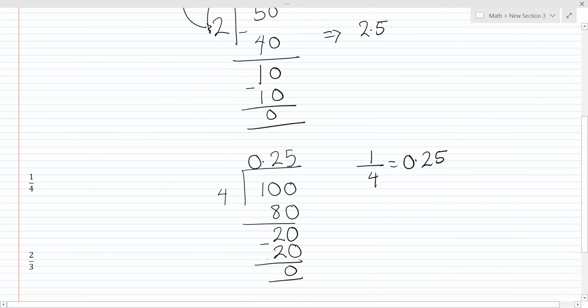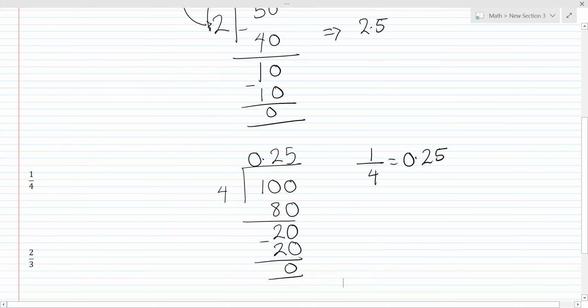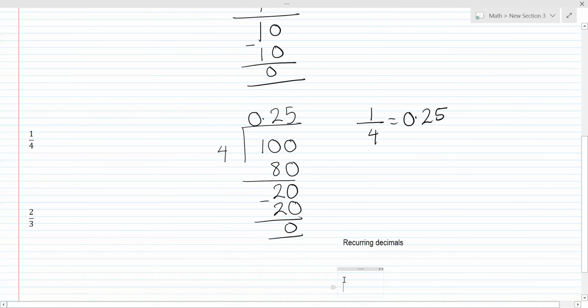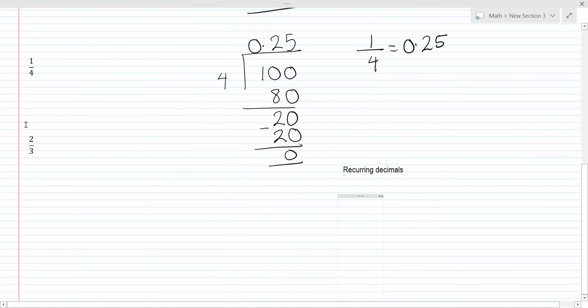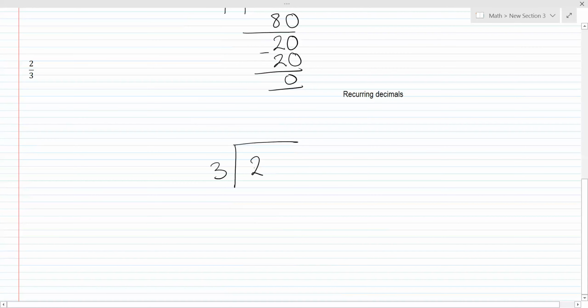Now, there are some fractions that we call recurring decimals, rather, not the fractions, but recurring decimals. Okay, and these ones, they don't stop, like 2 over 3. So let's try 2 over 3 first, so you can understand what I'm saying. Now, can 3 go into 2? No, because 2 is less than 3. This becomes 0 point. Add a 0 here.